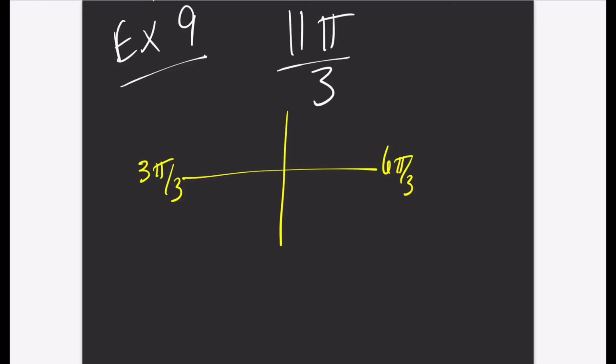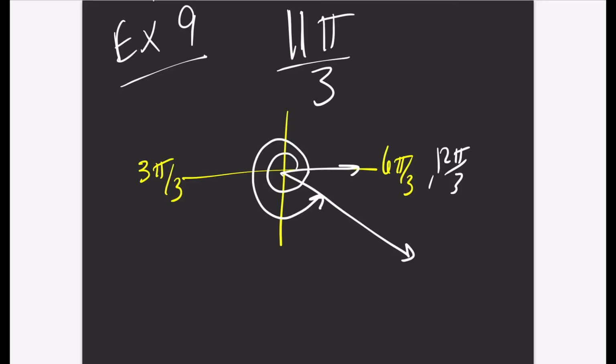So let's start. This right here is the beginning. If you do 1 full revolution, you're at 6 pi over 3. We're trying to get to 11. So if you do 2 full revolutions, you are at 12 pi over 3. You're trying to get to 11, so you're going to stop right here, right before you reach 12.